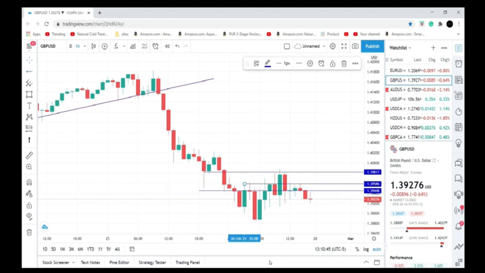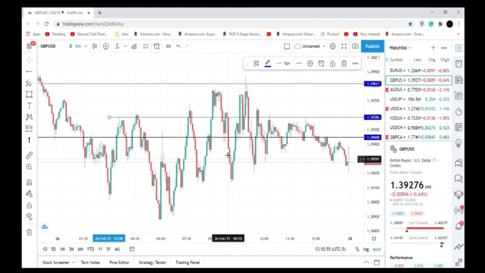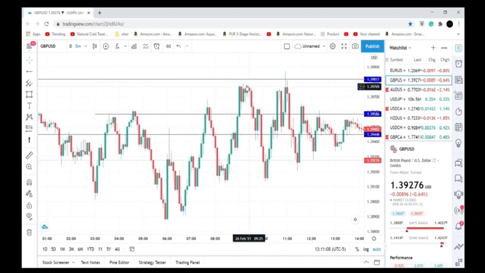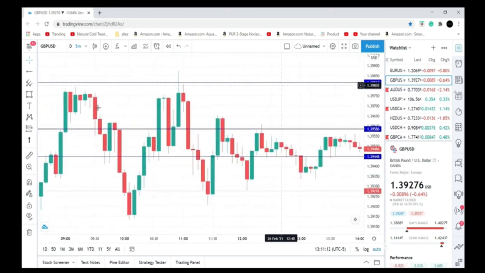Now, I went to the lower time frame. So let's go to the 5 minute chart. I didn't take any of these because the time I'm trading is around 9 o'clock, 9:30. So what I'm looking at here, I missed this trade, so I didn't get in this trade, but I got in this trade. So let me show you why I got in that trade.